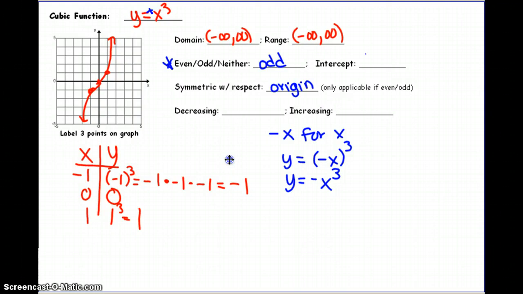I also have an intercept at 0, 0. This function, if I go from the left and trace it towards the right, my function is never decreasing. It is actually increasing over its entire domain.